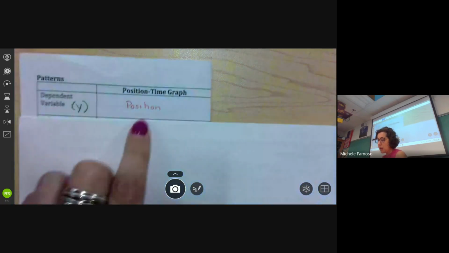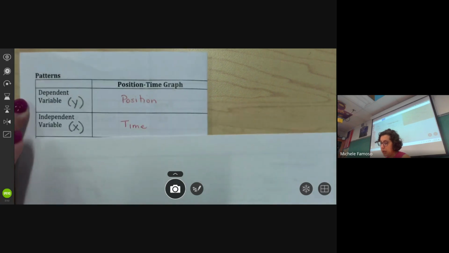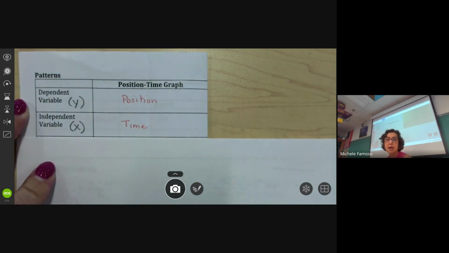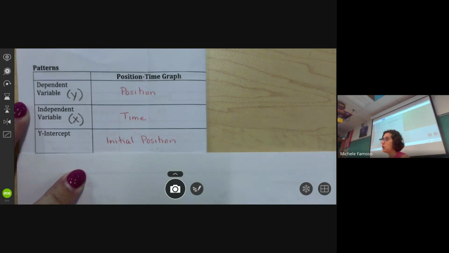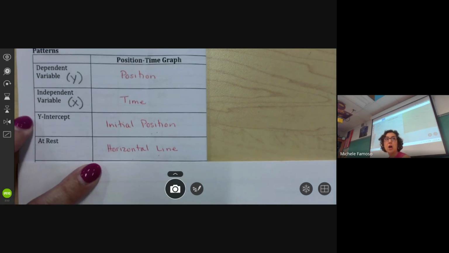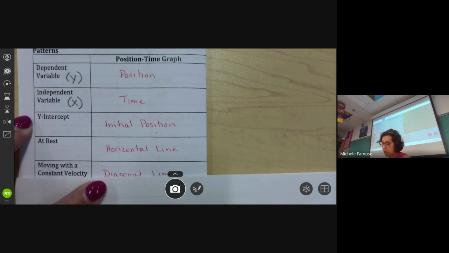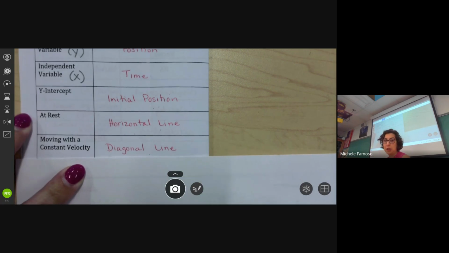All right, let's now go to page 30. And I want to start with the column that deals with position time graphs. We're going to go down that column. So on a position time graph, the dependent variable is position. The independent variable is time. The y-intercept will give you the initial position of the object. When it's at rest, this graph will look like a horizontal line. When you're moving with a constant velocity, this graph will be a diagonal line.